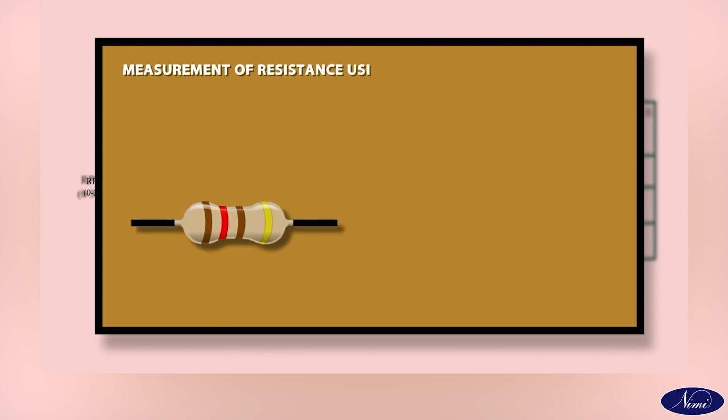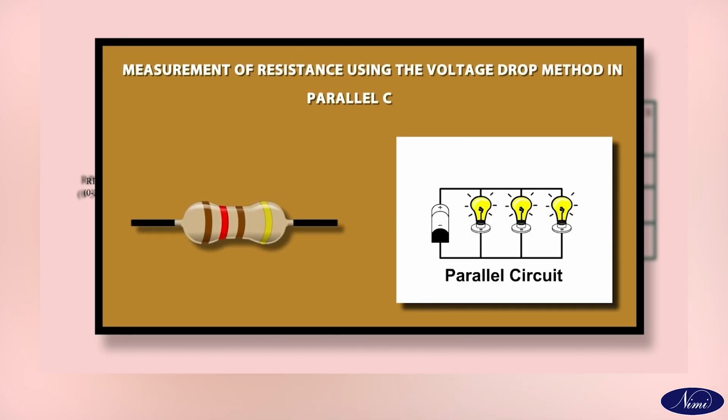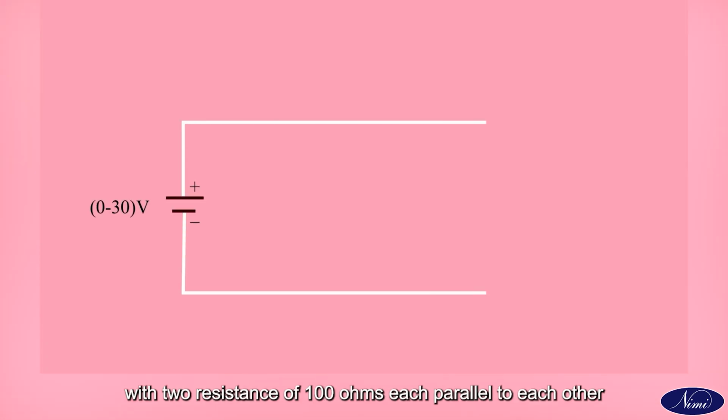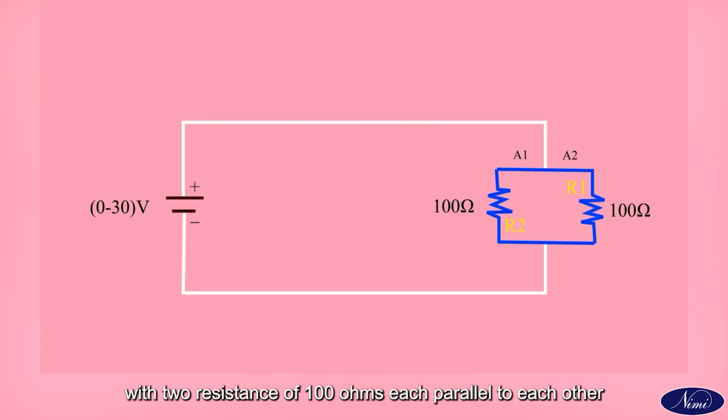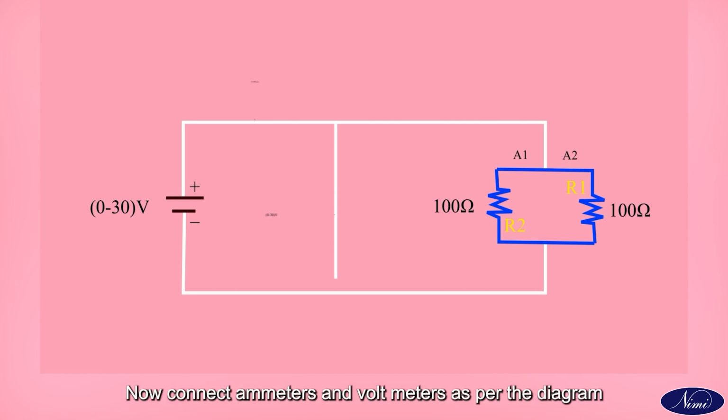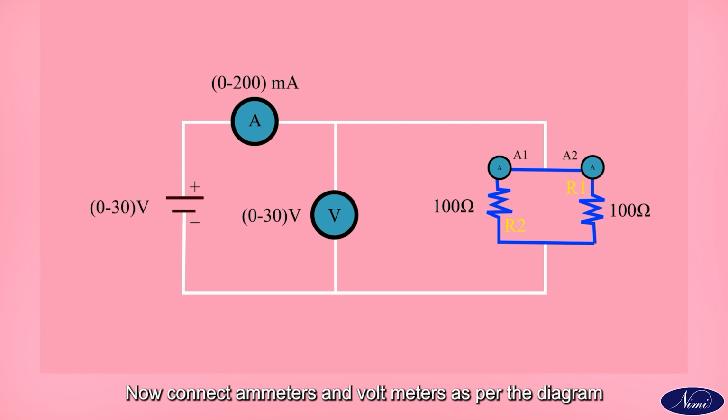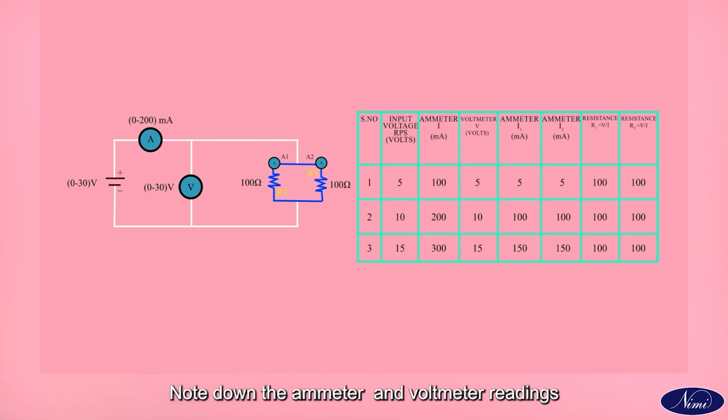Measurement of resistance using the voltage drop method in a parallel circuit. Construct the circuit with two resistors of 100 ohms each, parallel to each other, with a DC source. Now connect ammeters and voltmeters as per the diagram. Switch on the DC source and set the voltage to 10 volts. Note down the ammeter and voltmeter readings.